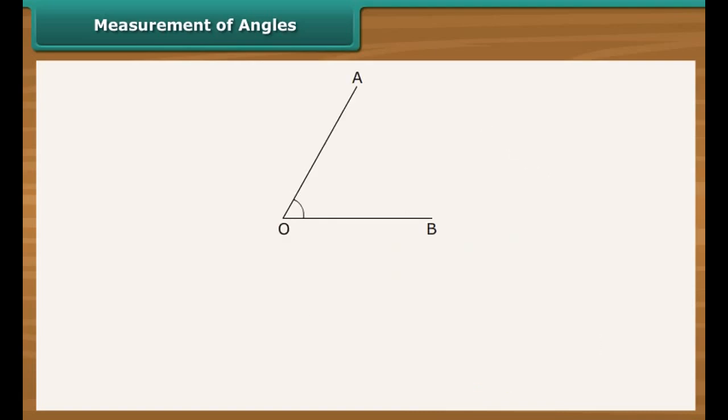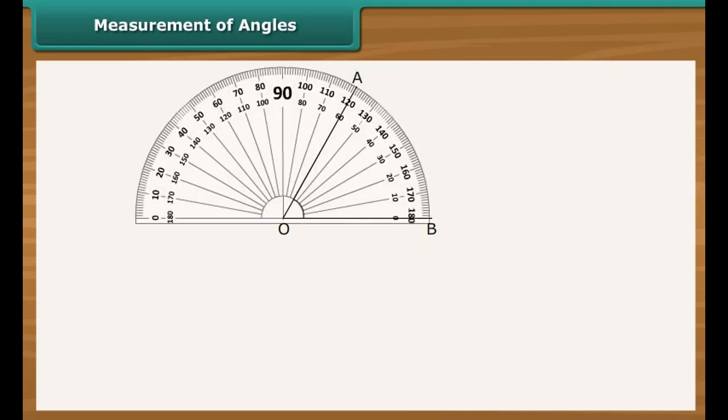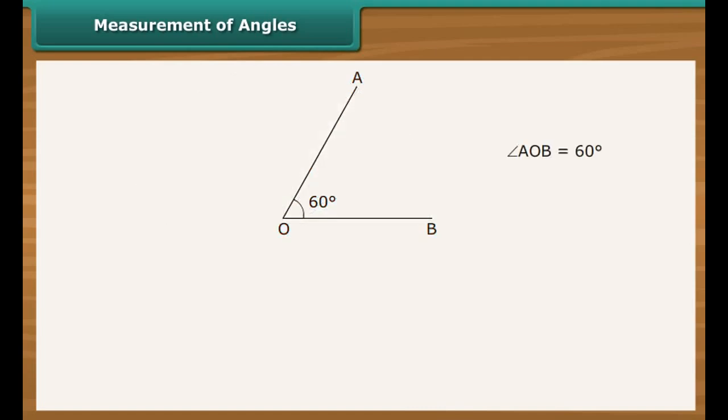Measure angle AOB with the help of the protractor. Place the protractor on ray OB. Ensure that the horizontal line at the bottom of the protractor coincides with OB and its midpoint rests on vertex O. Check the inner marking that coincides with ray OA. It is 60. Therefore, the measure of angle AOB is 60 degrees.